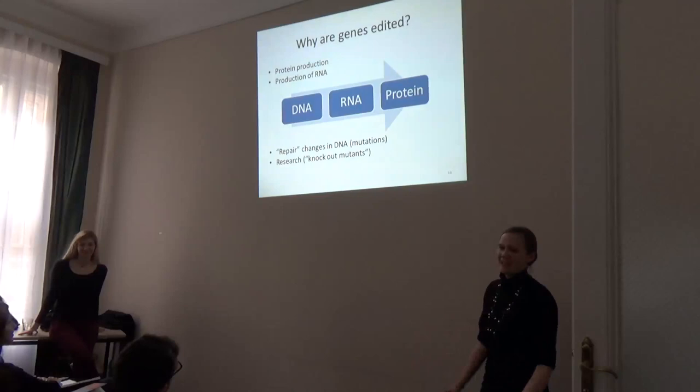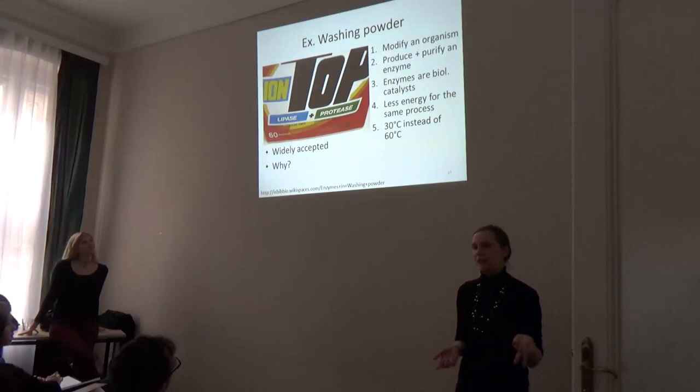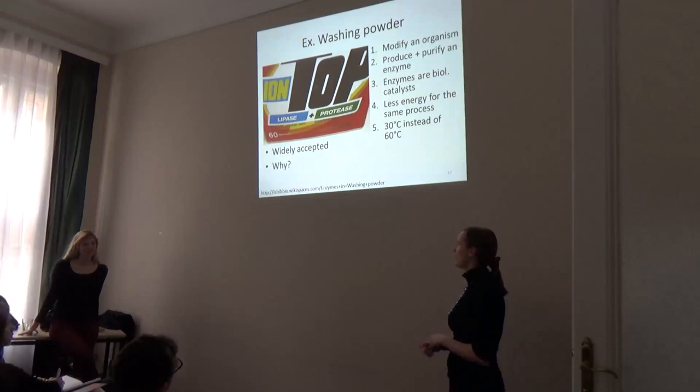So now to a few examples of biotechnology in everyday life. So for example, in washing powder, we just take an organism and modify it genetically. Normally it's bacteria. Then we make the bacteria produce this enzyme and purify it. So we will just have the pure enzyme and no rest of the dead bacteria, which could be somehow toxic or whatever.